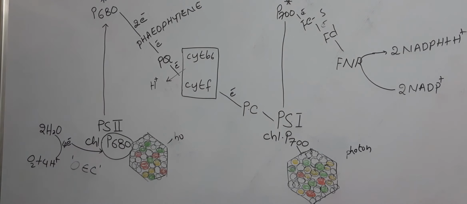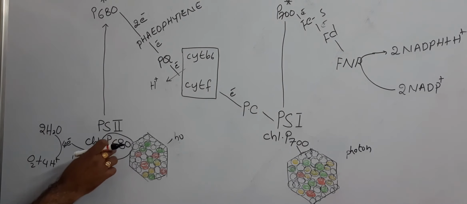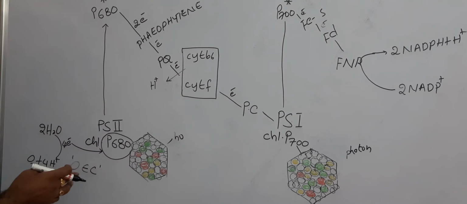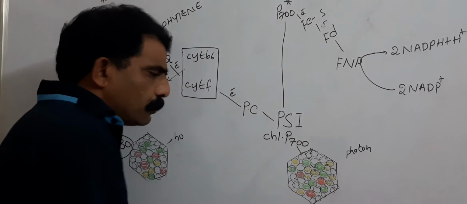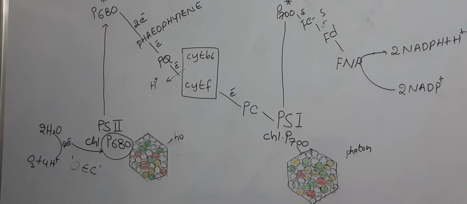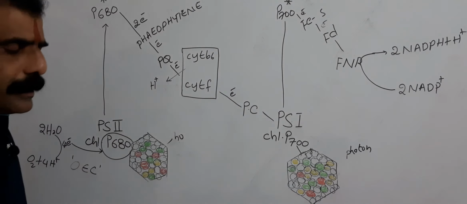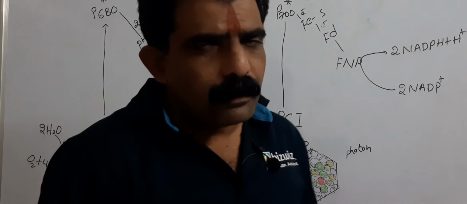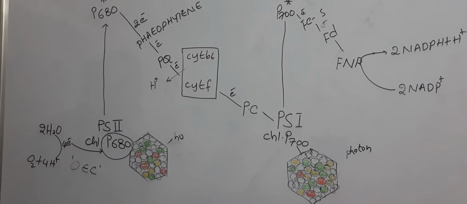So here, in non-cyclic photophosphorylation, electrons that are removed from the P680 are not cycled back to the P680, and electrons that are removed from the P700 are not cycled back to the P700. The pathway of electrons is zigzag, so it is called the Z scheme. So here NADPH2 is generated, ATPs are generated, oxygen is evolved, and both photosystem 1 and photosystem 2 are involved.